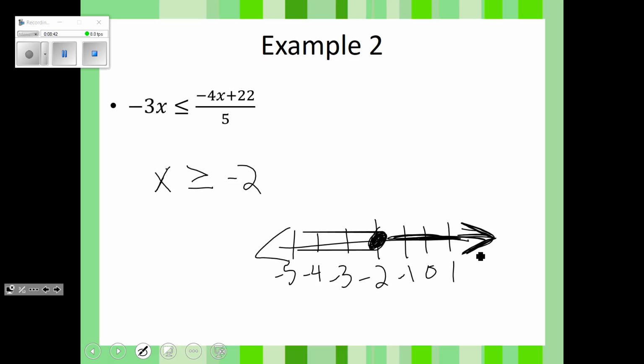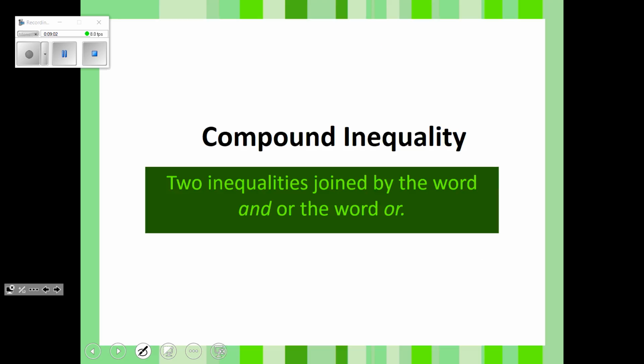And you should always be able to check yourself, take a number that you have shaded and plug it in and make sure that it fits the bill. Like, let's plug in 0. Is 0 greater than negative 2? Yes. Any questions on solving a linear inequality in one variable? Good. Let's move on to compound inequalities.